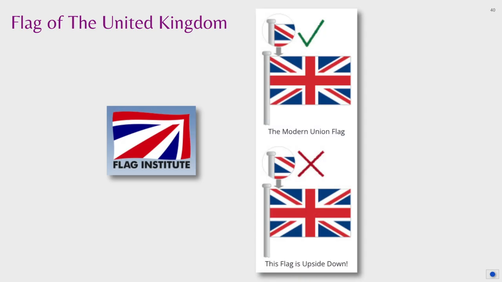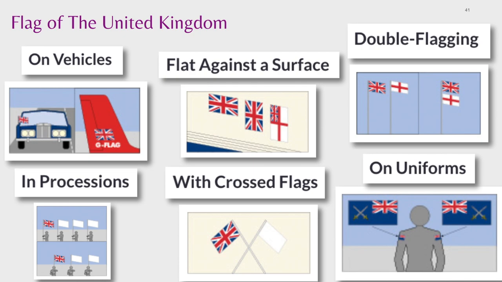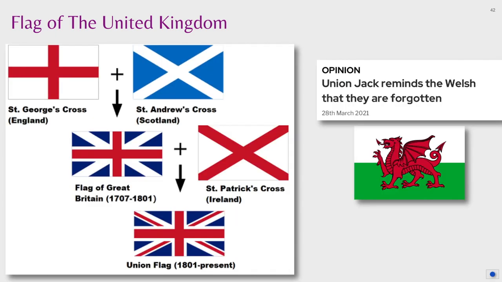Other things the Flag Institute will guide you on include whether the flag is upside down or not, and how it should be hung on vehicles, flat against the surface, with another flag, on uniforms, with cross flags, in processions, among many other things. According to some commentators, the Union flag reminds the Welsh that they are forgotten, as the Principality of Wales was already united with England by the time the flag was designed.